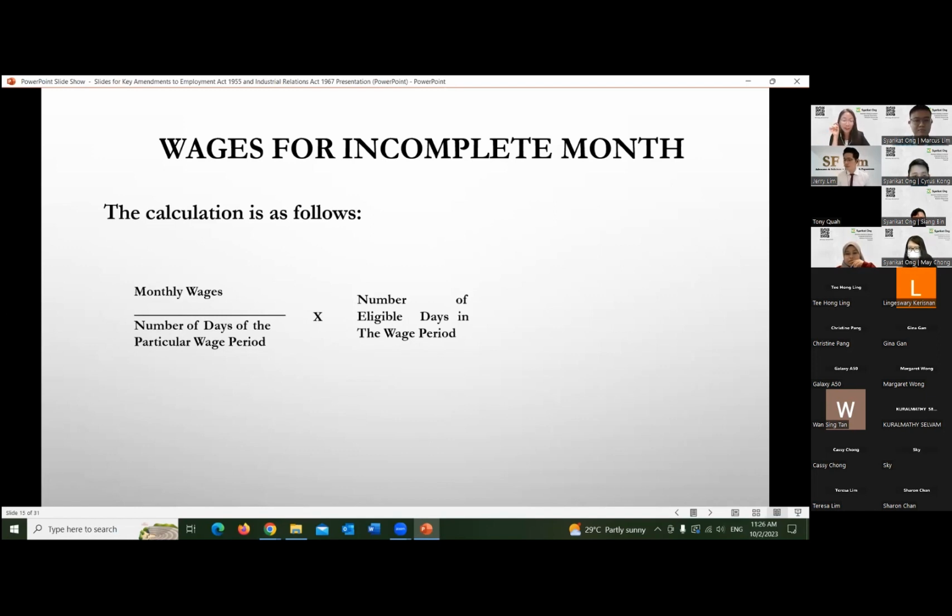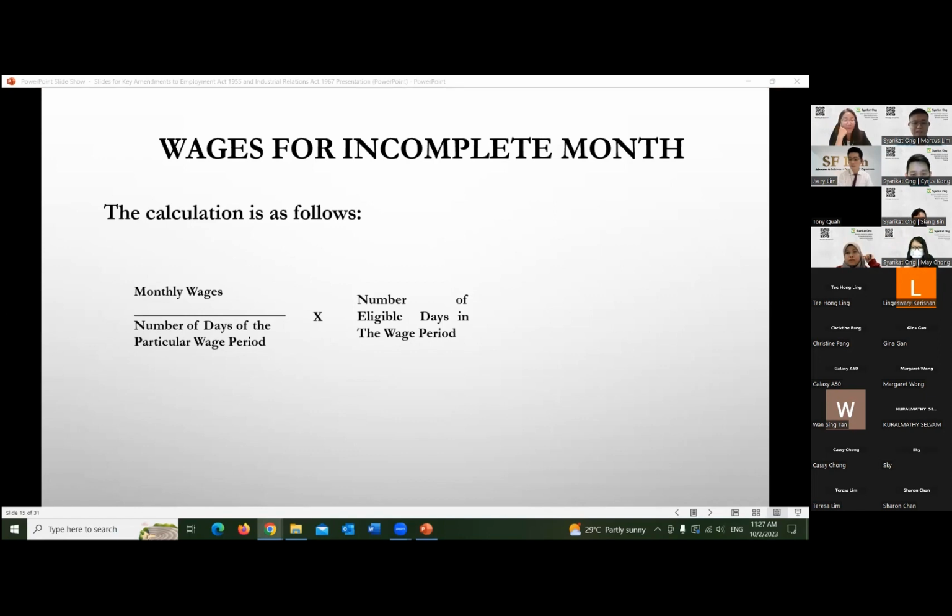So Marcus, on this slide number 15, that's belonging to Jerry, right? The calculation of wages, say in this case it's an incomplete month. What is the meaning of wages period? Here there is a number of days for a particular wages period. And on the right hand side, on your screen, this thing called eligible day. What is the difference between these two?